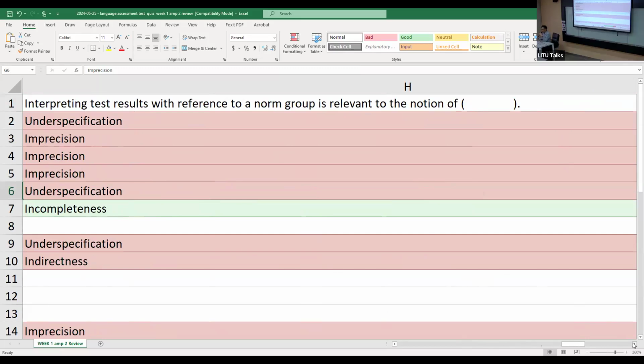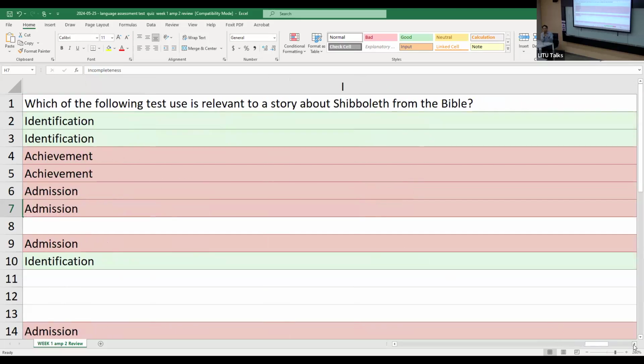And then the norm group, this one is incompleteness. It's a little bit of a mystery, because you want to interpret the test score against a specific group of people, right? That specific group of people we call the norm, but the norm is not the same as the whole population. So that limitation is related to incompleteness, because the norm cannot be the complete target population of the language testing.